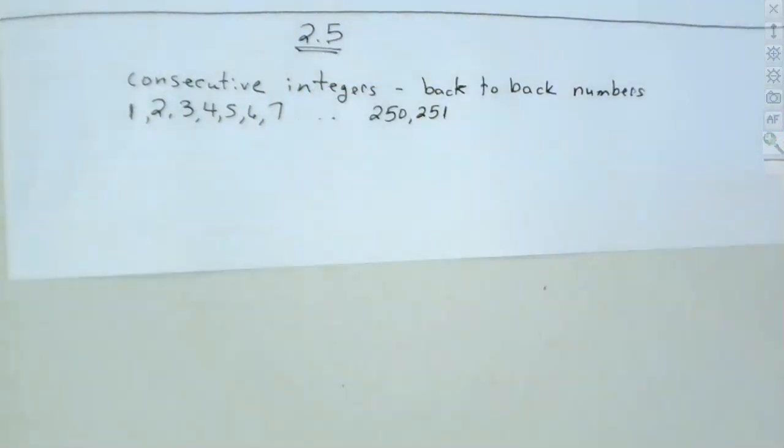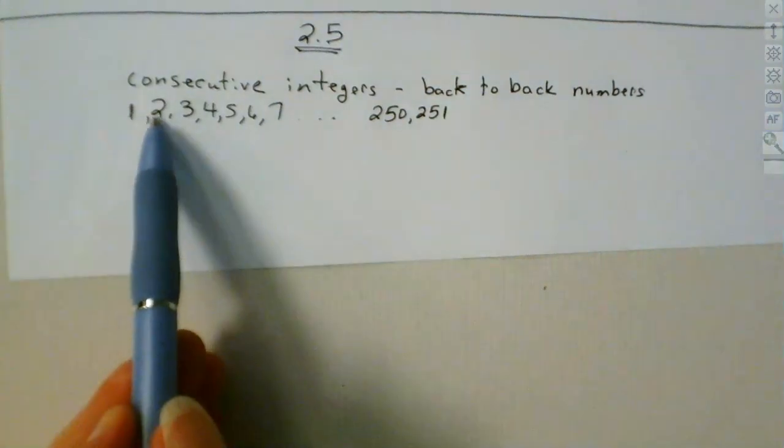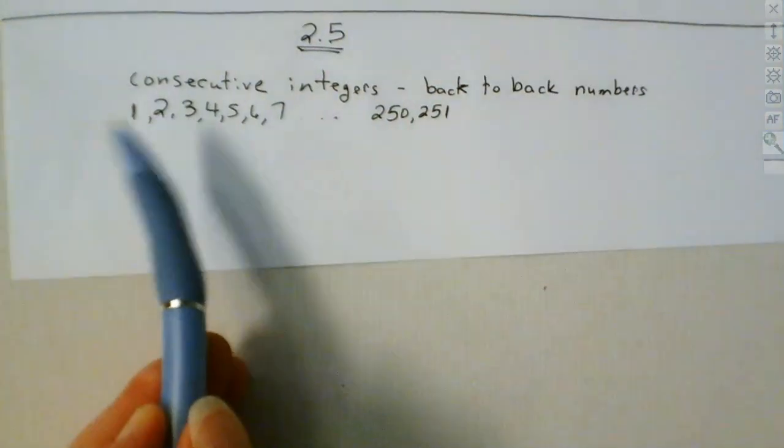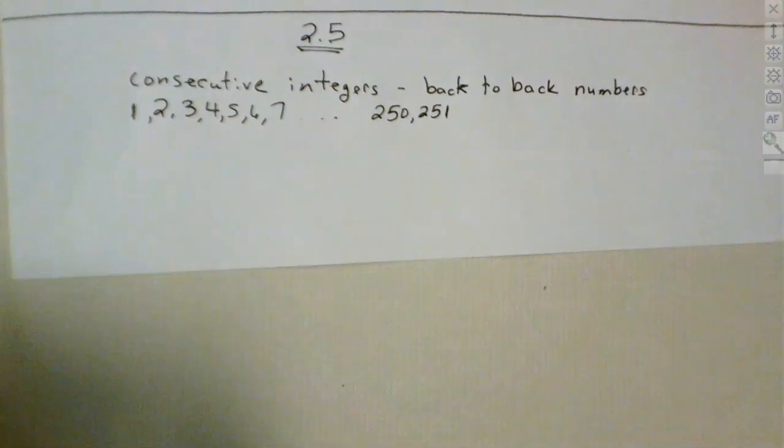251. Now, the important thing is look at the gap. The gap between each of these numbers is the gap of what? 1. Okay, so that's going to be very important. When we talk about consecutive integers, they have a gap of 1.